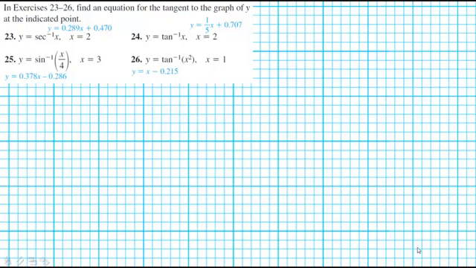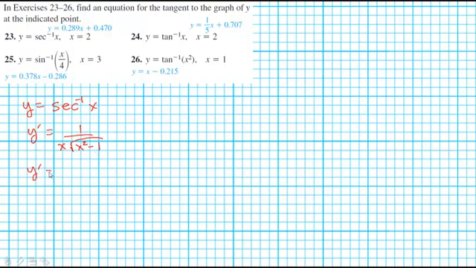Here's problem number 23 and 25 from section 3.8. In 23 we're given the equation y is equal to inverse secant of x, and we're asked to find the tangent line to this curve when x is equal to 2. So let's start by finding what y prime is equal to, and then we end up with 1 over x times the square root of x squared minus 1.